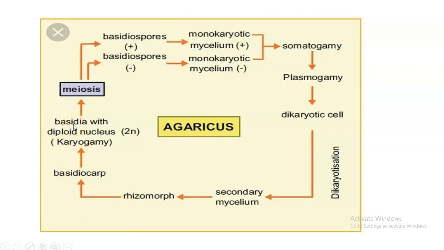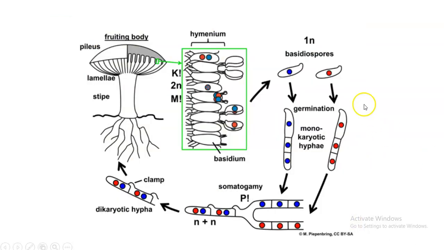Then within the basidiocarp you can see gills. Within the gills, the protruding end will be called basidia. Within the basidia, meiosis happens. Then again basidiospores will be created. This is the same kind of representation again: plus and minus type of spores, dikaryotic formation, then pinhead-like structure, then differentiation.